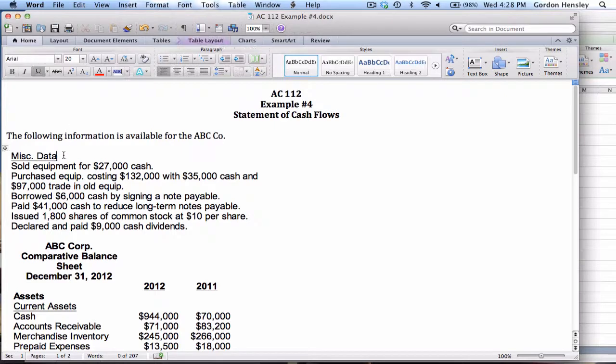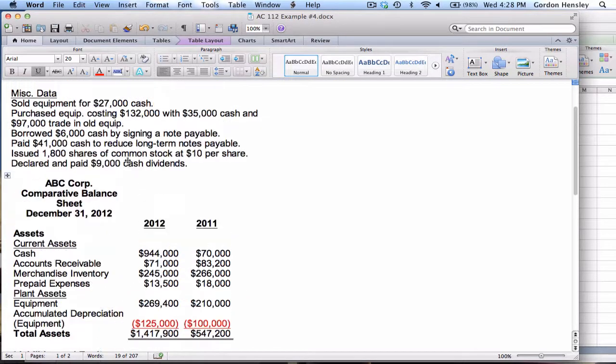First of all, we have some information here that says miscellaneous data. And essentially this is about 5 or 6 different items of additional information that they have provided. And then below that, we see a copy of the comparative balance sheet, dated as of December 31st, 2012. Now, a comparative balance sheet is like a normal version of the balance sheet taken to the next level by including 2 different years. So that way we have a comparison.